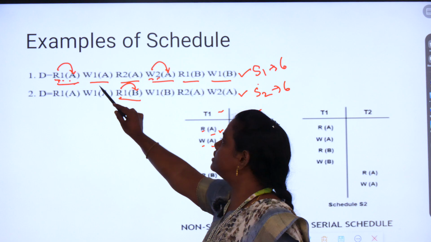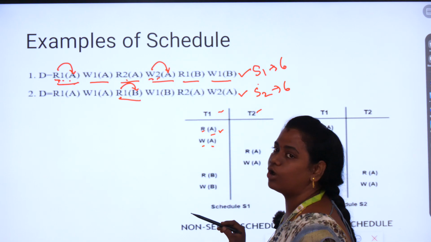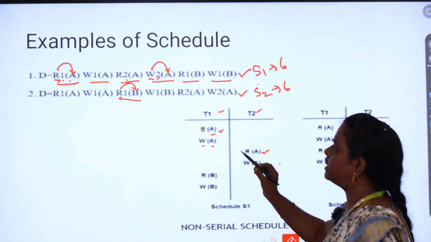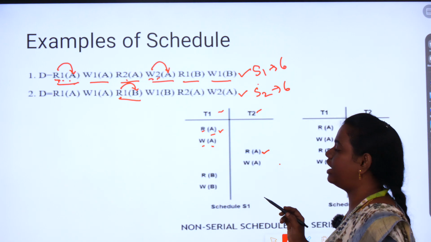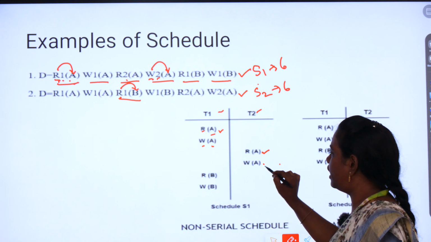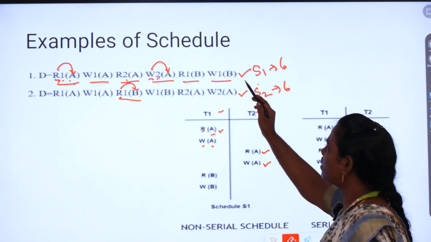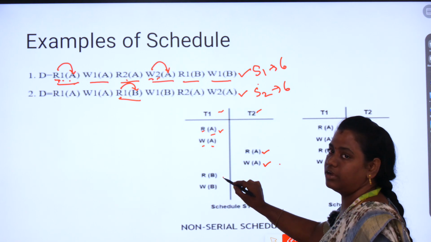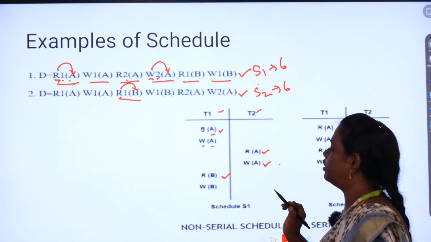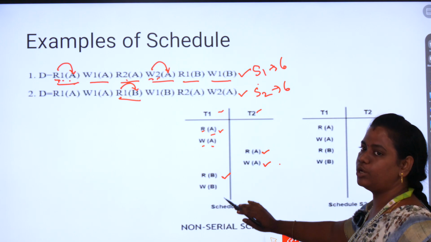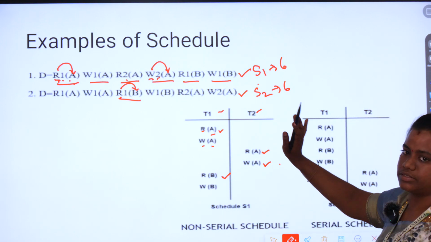Okay, your next operation is R2 of A. R2 of A is nothing but read of A in transaction 2. And the next operation is W2 of A. So W2 of A is nothing but a write operation on data A in transaction 2. And then next is R1 of B. So R1 of B is nothing but a read operation on data B in transaction 1. Likewise, we need to plot schedule 1 and schedule 2 as it is.